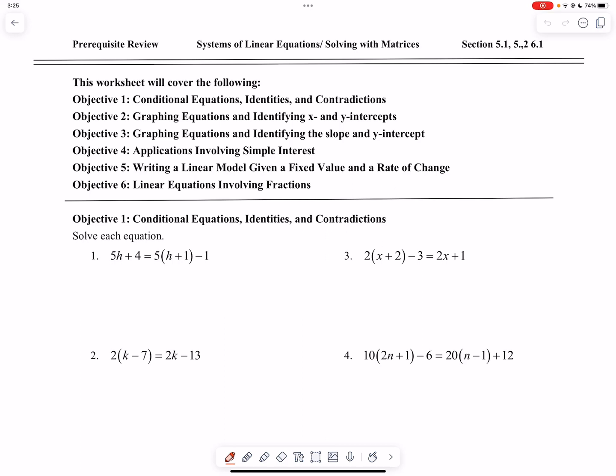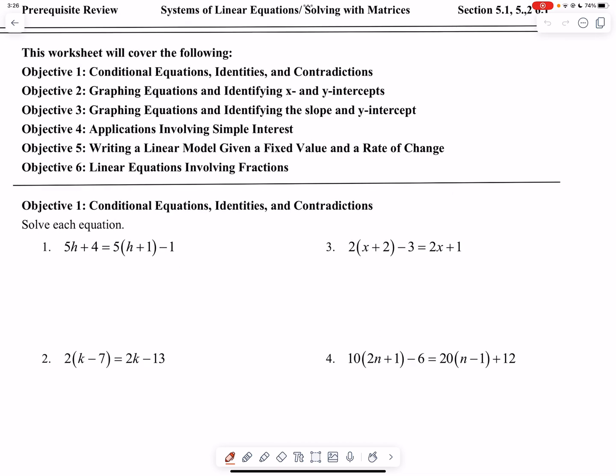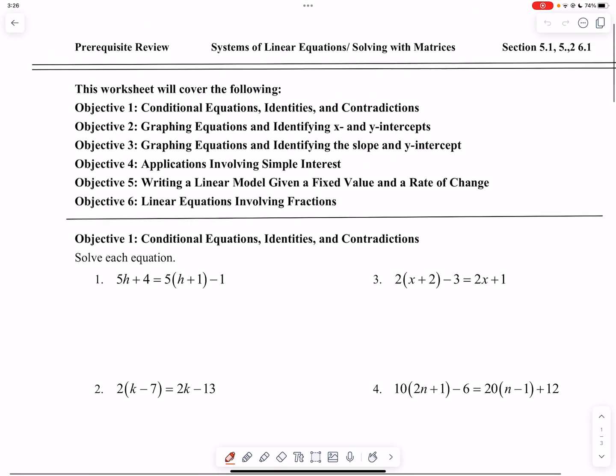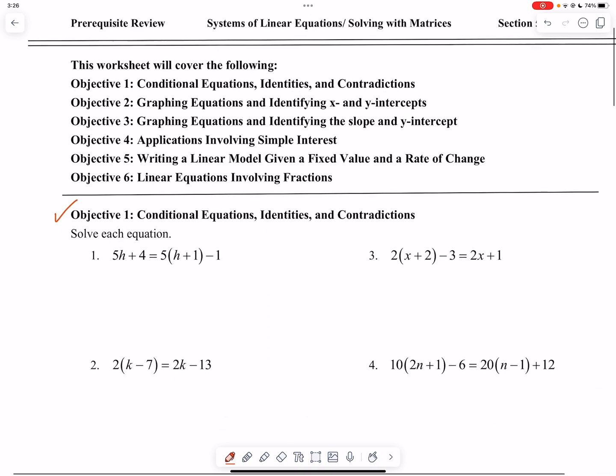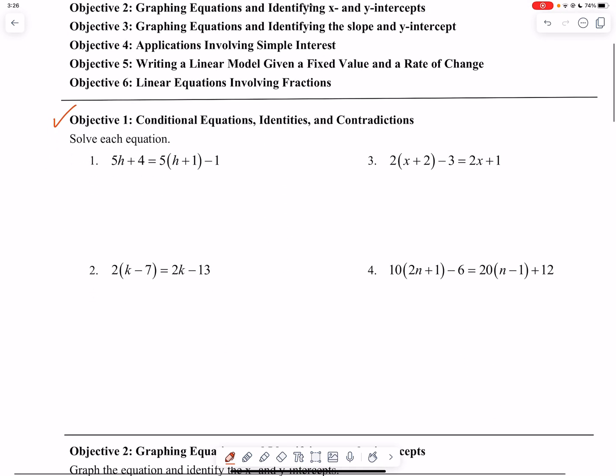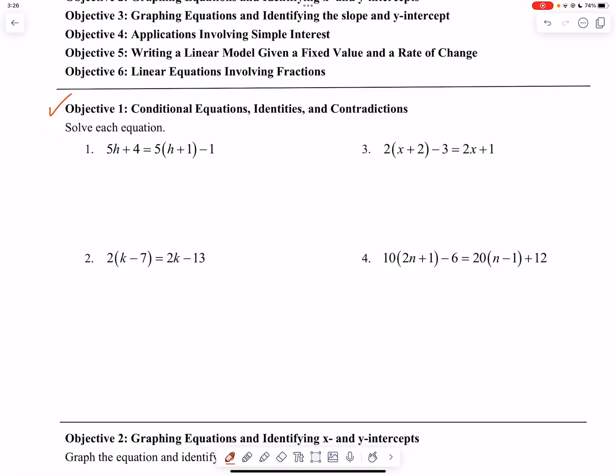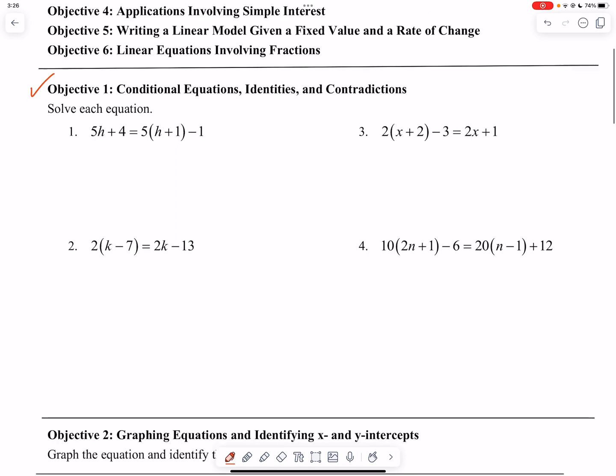This is the prerequisite review for sections 5.1, 5.2, and 6.1 combined. This covers systems of linear equations and solving with matrices. These are the prerequisites needed for those lessons. We have 6 objectives. Let's begin with objective 1, conditional equations, identities, and contradictions.